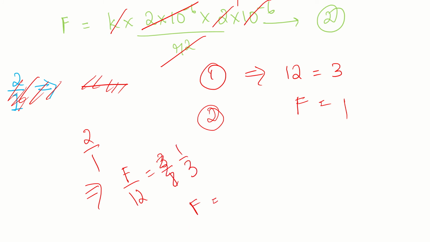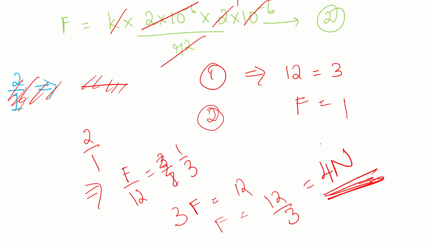F is equal to what? We just have to cross multiply or just take it to the other side. So we get 3F is equal to 12. F is equal to 12 by 3, which is 4 Newton. This is the answer, 4 Newton.